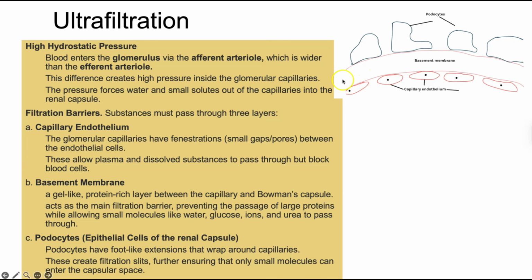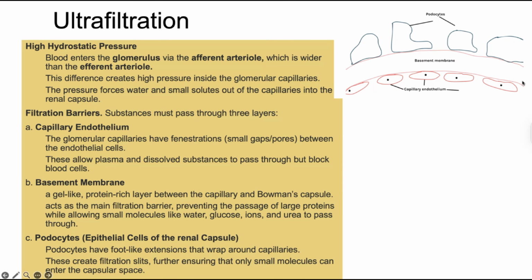Now you do have 3 filtration barriers. We first of all have the capillary endothelium. So the glomerular capillaries have fenestrations, which are these tiny gaps between the endothelial cells. And that will allow things like plasma and dissolved substances to pass through, but it blocks the red blood cells. So by plasma, I mean it'd be like the water, urea, glucose and amino acids, but blood cells can't fit through there.